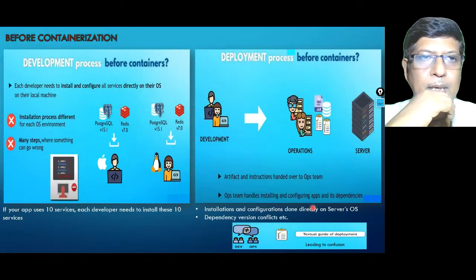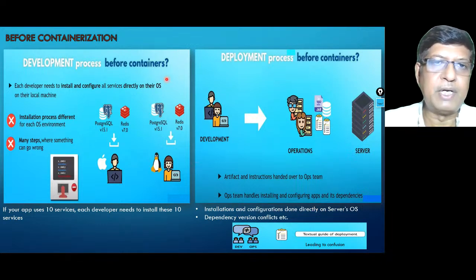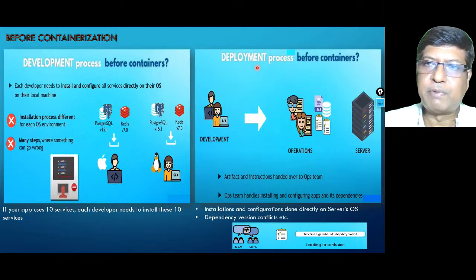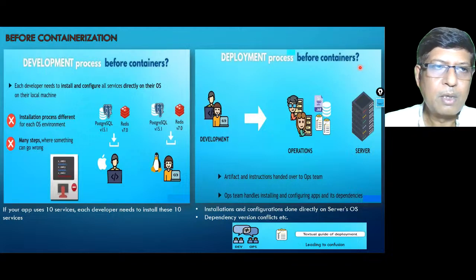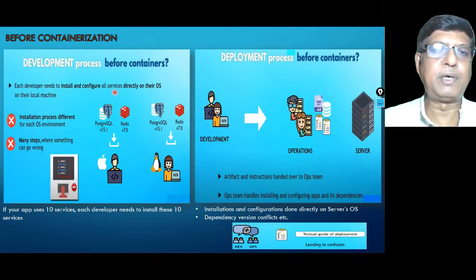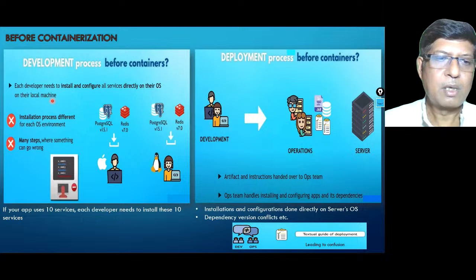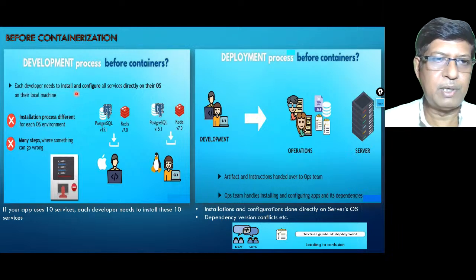So what was the development process before we had containerization? And what was the deployment process before containers? Before we had containers, each developer needed to install and configure all services directly on their OS on their local machine. So a developer has to install everything. Nothing was ready-made, nothing was readily available.